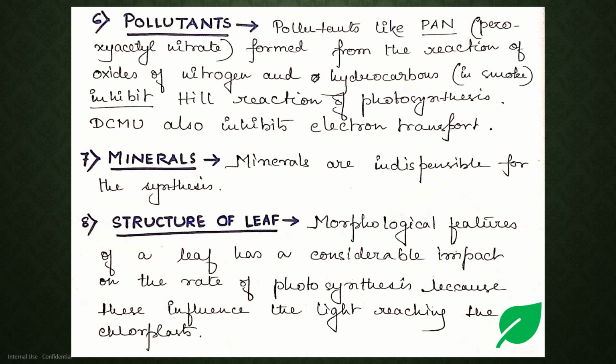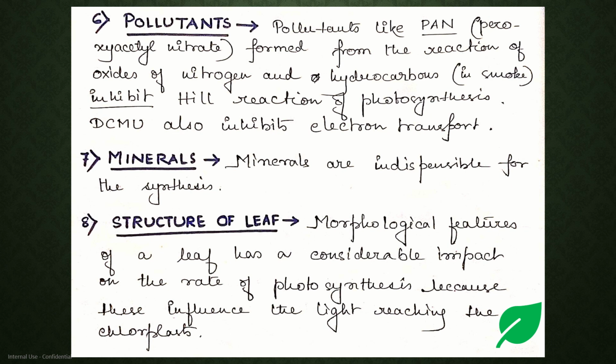Finally, we'll come to the structure of the leaf. Leaf anatomy, chloroplast movement, height of a plant, these are some of the factors that influence the interaction of light with plant. The heat load imposed on the leaves by sunlight is dissipated back in the form of long wavelength radiation. Fine. Now, what is it actually? Let's discuss it in a simpler way. The morphological features of a leaf has a considerable impact on the rate of photosynthesis. Alright. Now, how is it happening?